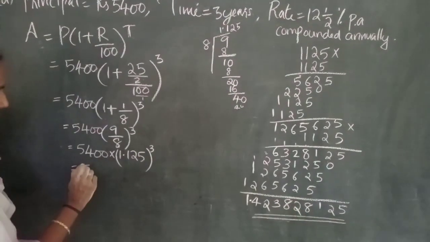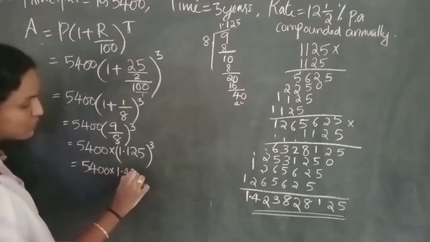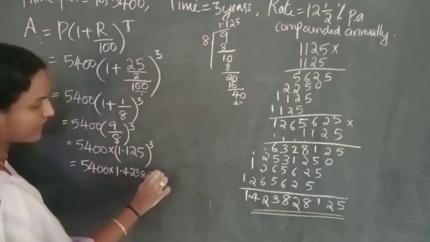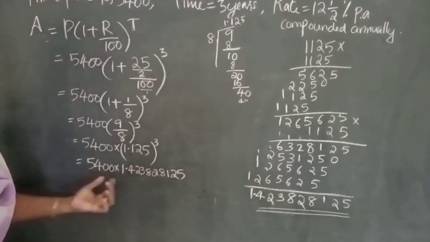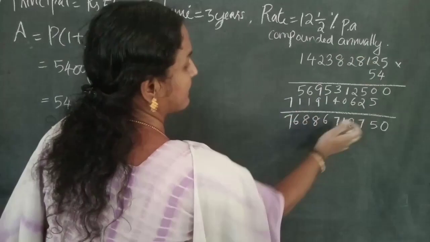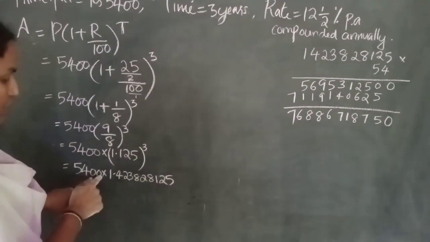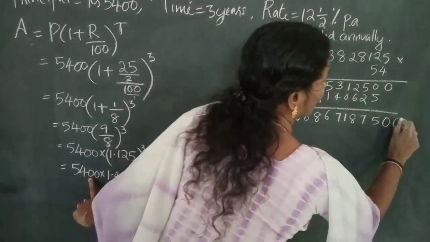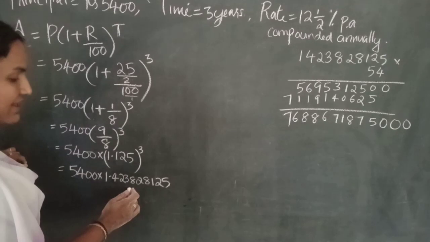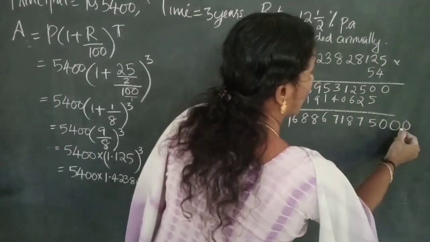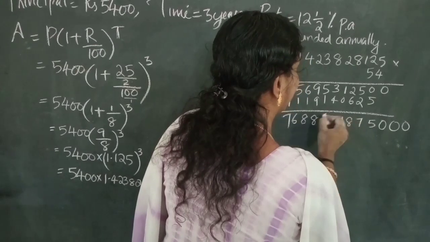So 5,400 into 1.42382815. Then you have to multiply these two numbers: multiply this number into 54. After that you put 2 zeros here. Then the decimal 9 digits from the right: 1, 2, 3, 4, 5, 6, 7, 8, 9.